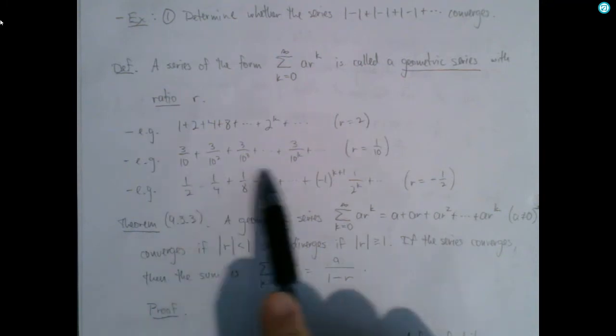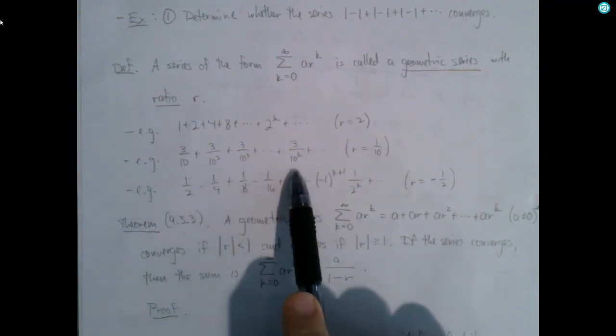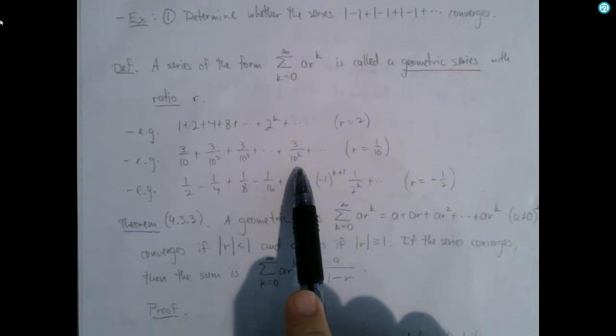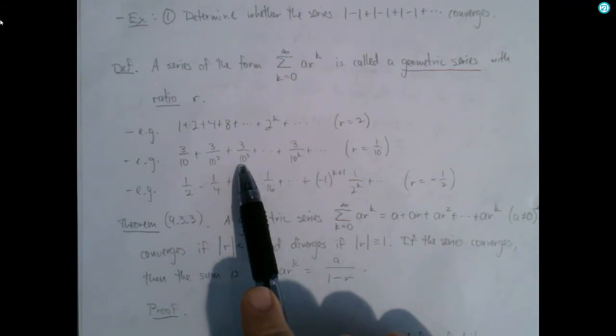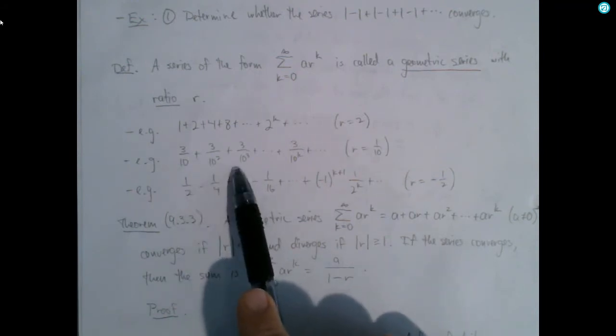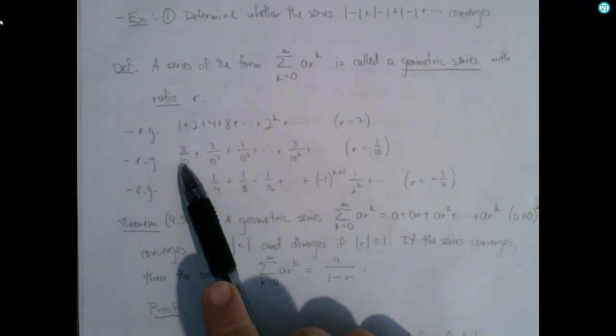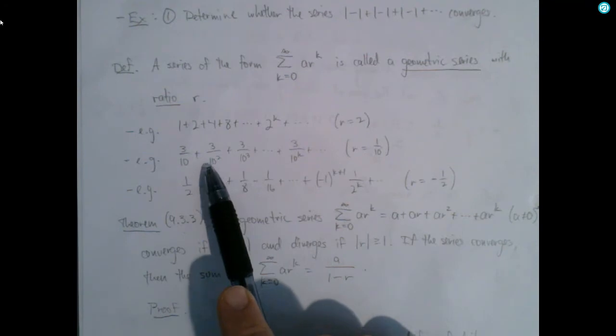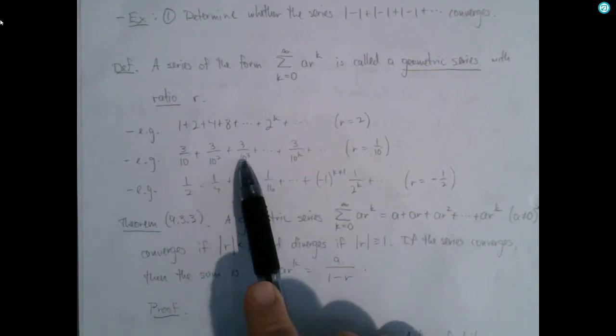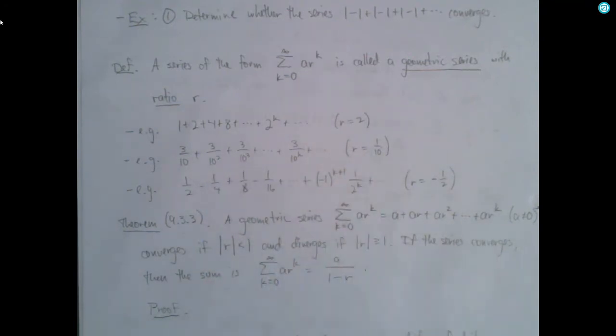Here's another one, a familiar one, right? This is our friend 1/3, just written out as an infinite series. It's 3/10 plus 3 over 10 squared plus 3 over 10 cubed. The common ratio here would be 1/10, right? Not 3/10. Be careful. You're not multiplying by 3/10 to get from here to here. You're only multiplying by 1/10 to get from here to here. And you're multiplying by 1/10 again, and so forth. So the common ratio is 1/10.